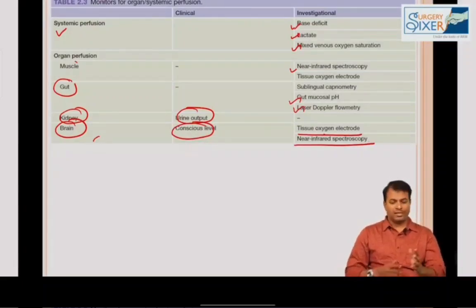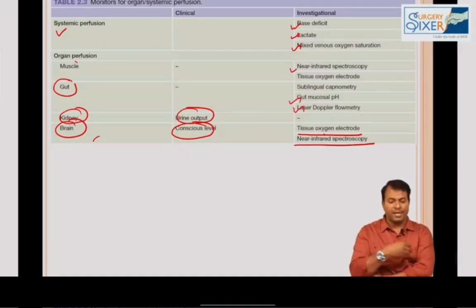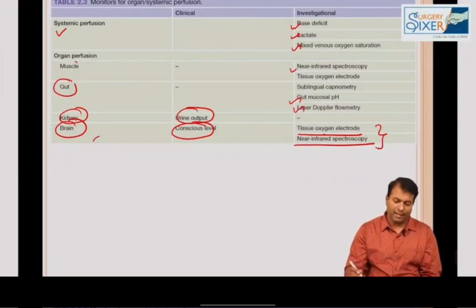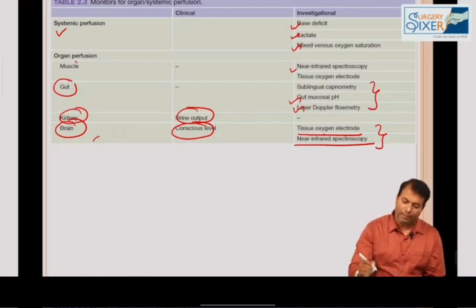Though this question has not been asked in exam, since this table looks attractive, future examiners may ask questions from it. To measure the systemic perfusion, what investigations are used? Base deficit, lactate level, and MVOS. For brain perfusion, we use tissue oxygen electrode and near infrared spectroscopy. And the question which can be asked is for the gut: we use sublingual capnometry, gut mucosal pH, and laser Doppler flowmetry. Just have an idea, so if by chance it comes in exam, you can answer this.